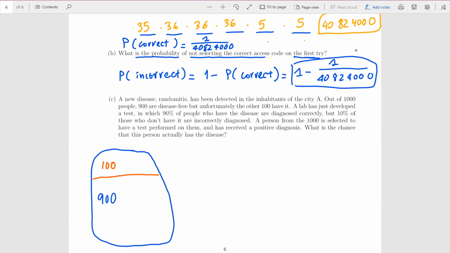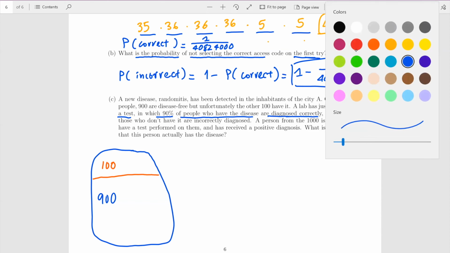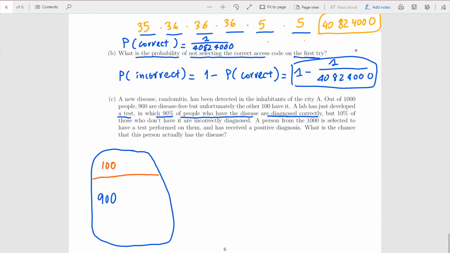Okay. A lab just developed a test in which 90% of the people who have the disease are diagnosed correctly. So that means within 100 people who have the disease, only 90 of them get a positive test, and 10 of them will get a negative test, because only 90% are diagnosed correctly.